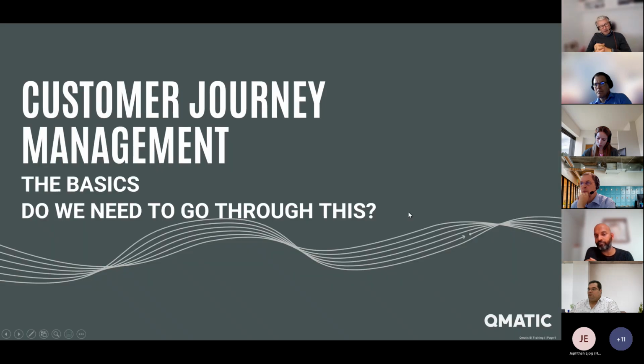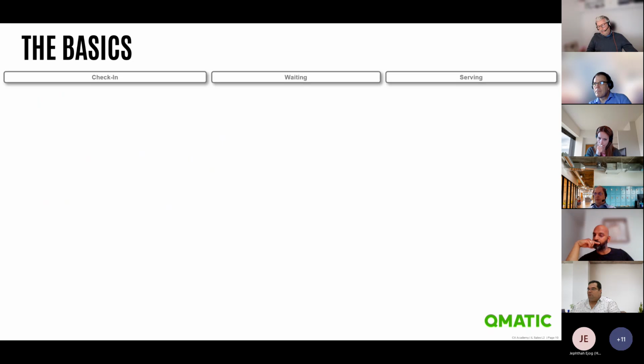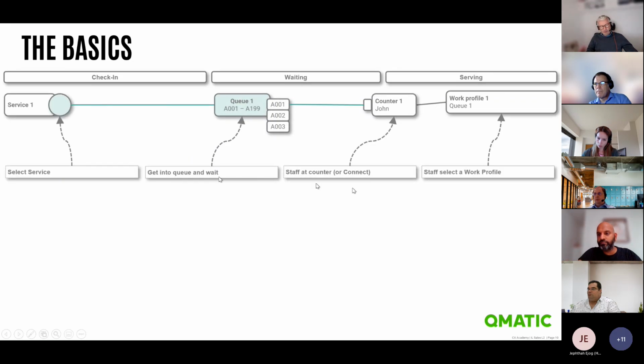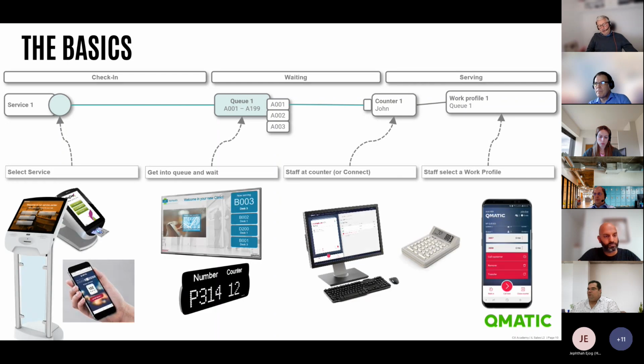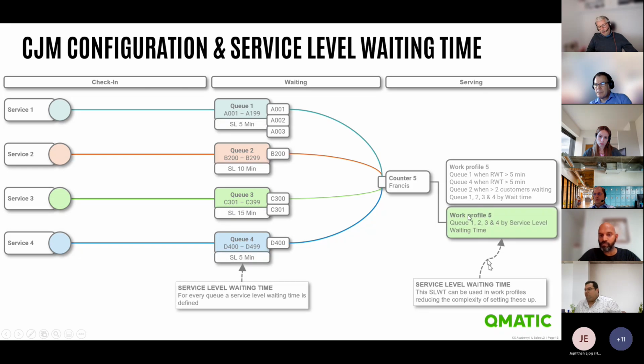Now, the customer journey management basics, I sometimes went through this, Damien, or shall we skip it this time? This is just simply the story. We have a service that goes into a queue and there's a counter who calls them and you use a work profile to call customers. I will skip it for now. But it could also look like this: 4 services, 4 queues, and they're called by a specific work profile. And in this case, I use another work profile where there are service levels set.